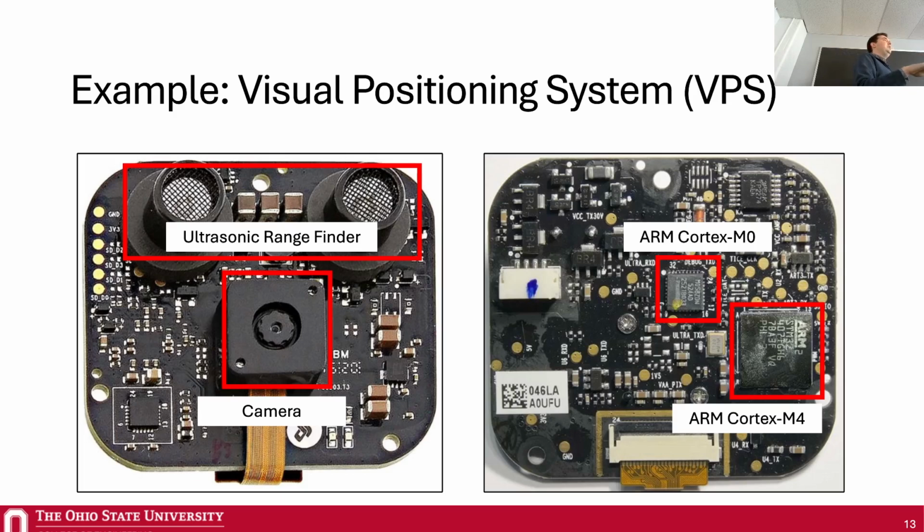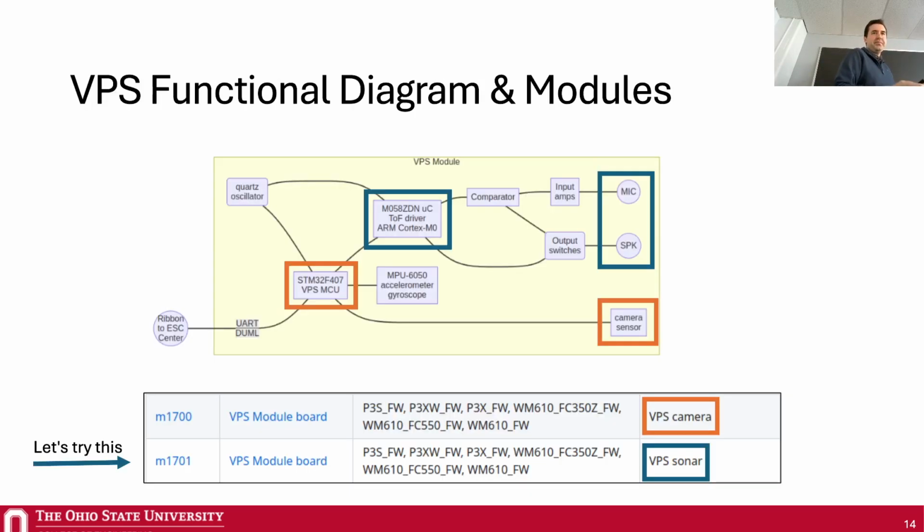So at low altitudes, what it actually does is it uses a camera pointed at the ground combined with a sonar, like an ultrasonic sonar rangefinder, to keep track of how low it is to the ground, how it's moving over that surface, and this is used to do things like stabilize the drone during takeoff and landing. So if we look at the left side, there's a camera, there's an ultrasonic rangefinder, which is the interface to the physical world. And then if we look at the back side of it, there's actually two processors, an ARM Cortex-M0 and a slightly bigger ARM Cortex-M4.